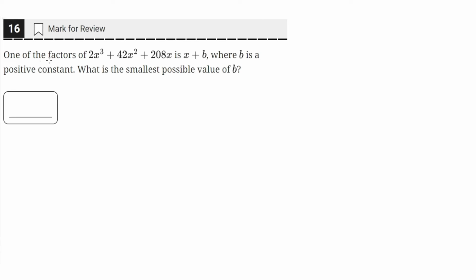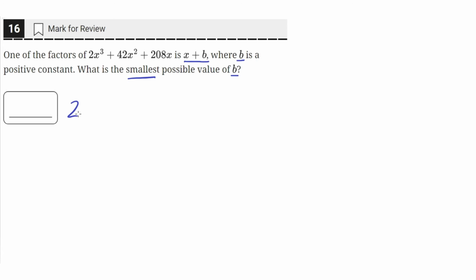One of the factors of 2x cubed plus 42x squared plus 208x is x plus b, where b is a positive constant. What is the smallest possible value of b? Okay, so we need to factor this expression here. So let's find some factors. Let's take out a 2x common, since all of these terms have a 2x in them.